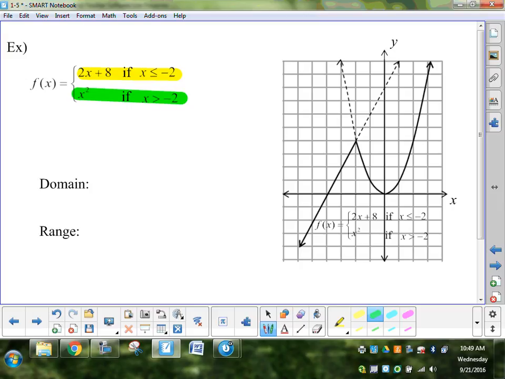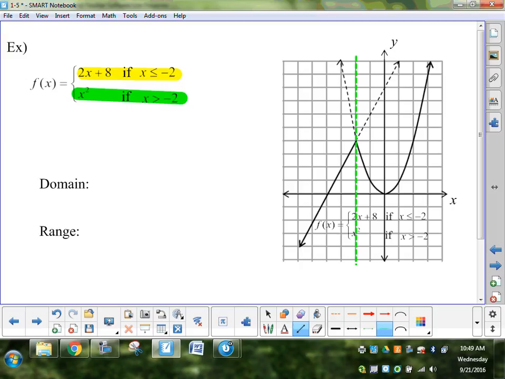Noah, what do you say? At what x value am I transitioning from the yellow graph to the green one? At what x value does the switch occur? -2. At -2. So on your graph, I would very, very lightly sketch sort of an imaginary boundary line there.